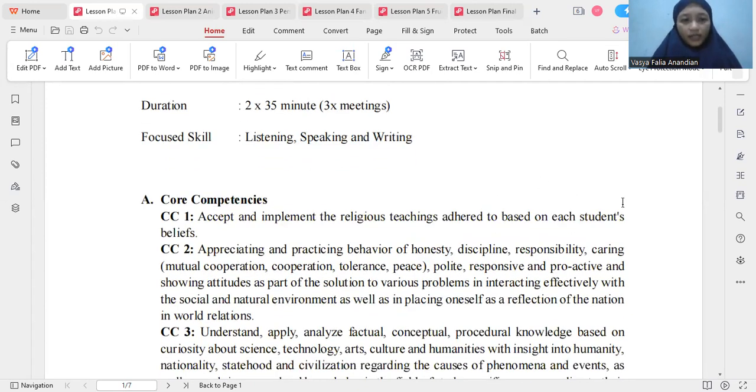So the core competencies, first, accept and implement the religious teaching adhered to based on each student's belief. Second, appreciating and practicing behavior of honesty, discipline, responsibility, caring, mutual cooperation, tolerance, peace, polite, responsive, and proactive, and also showing attitude as part of the solution to various problems in interacting effectively with the social and natural environment, as well as in placing oneself as a reflection of the nation in world relations.